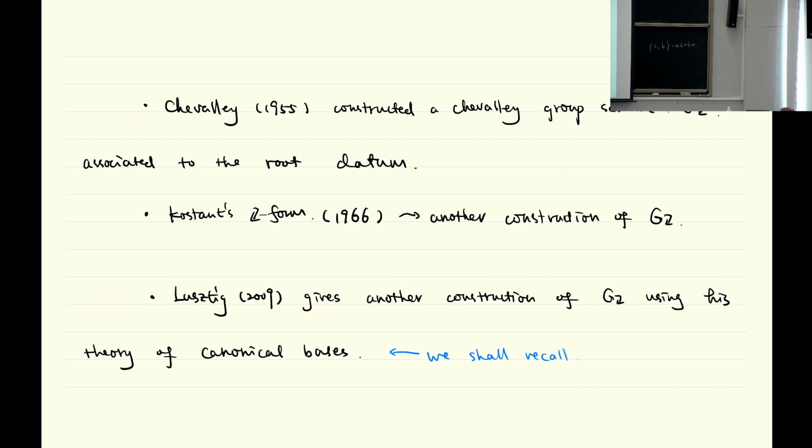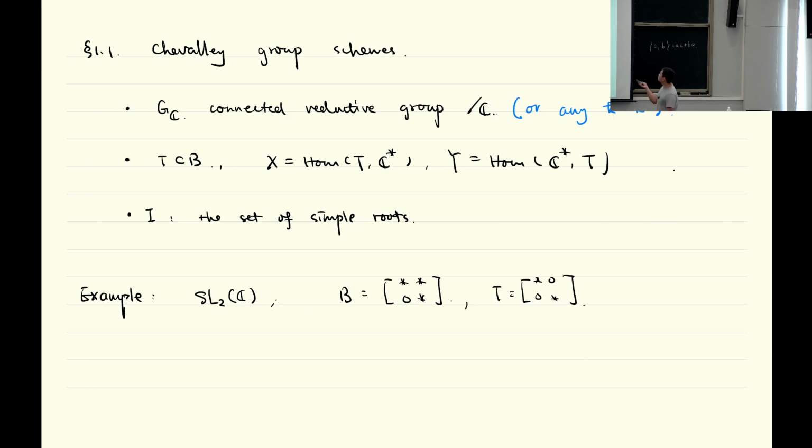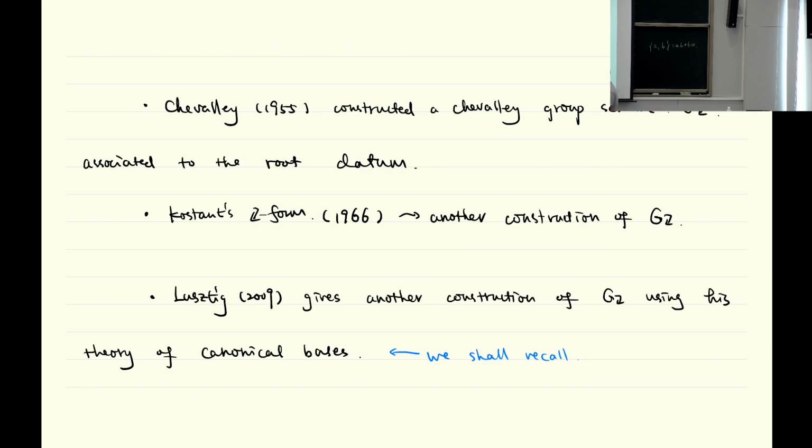Chevalley in 1955, a long time ago, constructed the integral model of this Chevalley group scheme, basically a group scheme over the integers such that when you take the geometric fiber, it becomes the reductive group. His construction actually depends on the choice of a dominant weight.